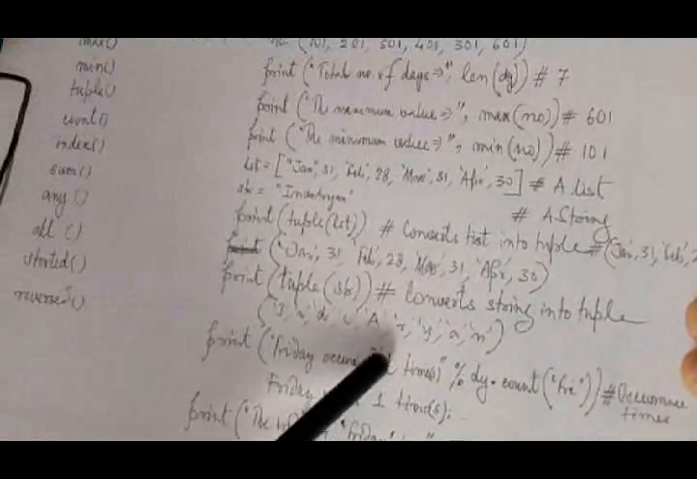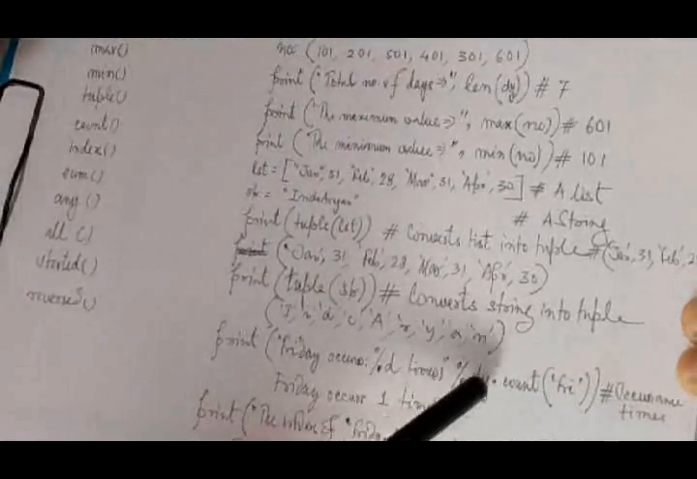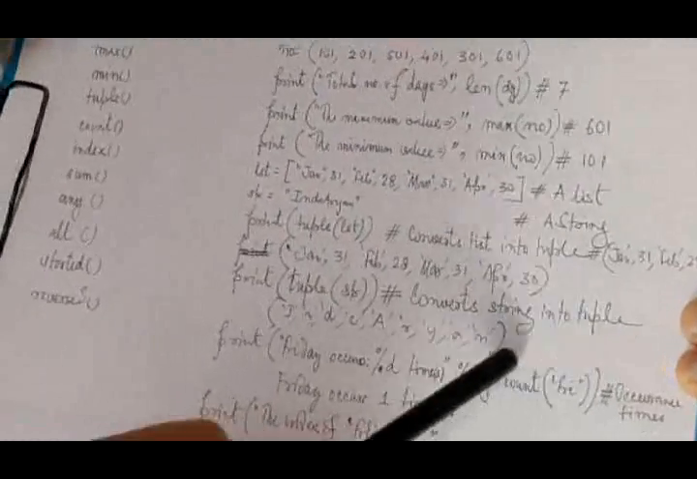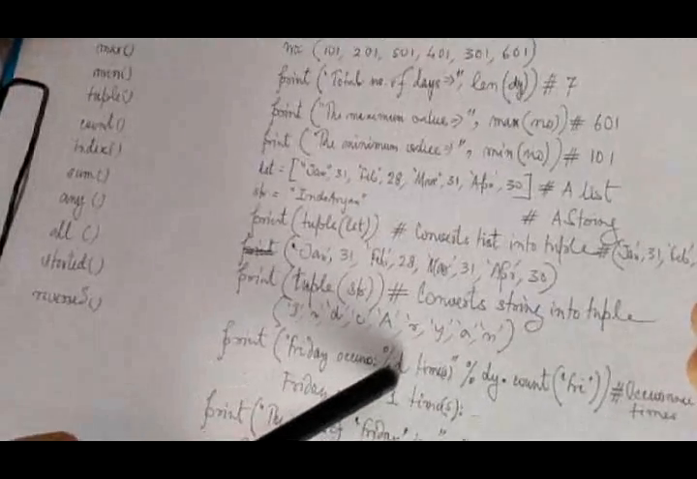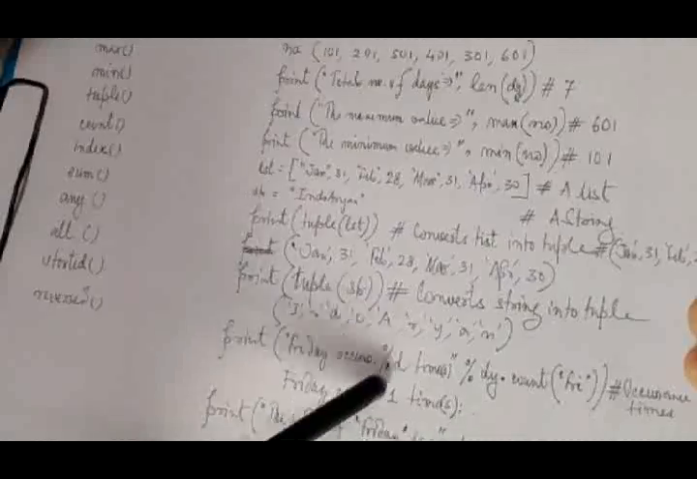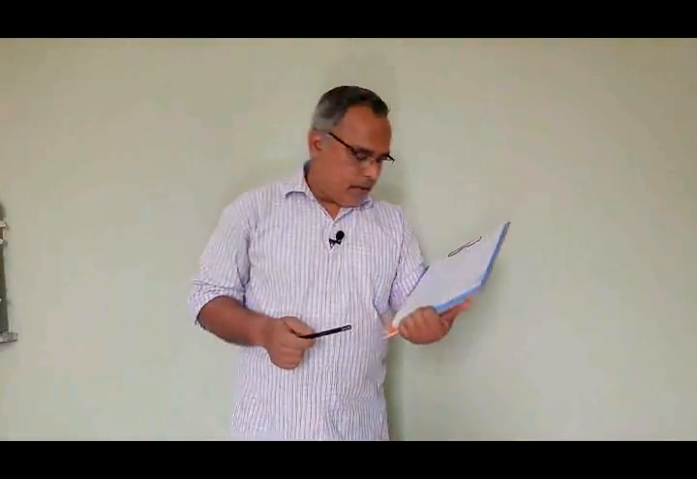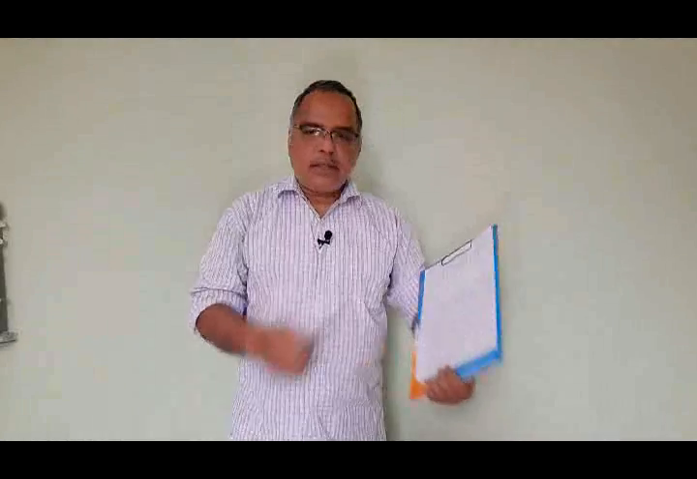So the output will be Friday occurs, where the d value comes from the percentage sign. The output of this function will be printed there. Okay, numeric value, so d times 1 times. Clear? Okay. So this is called count.